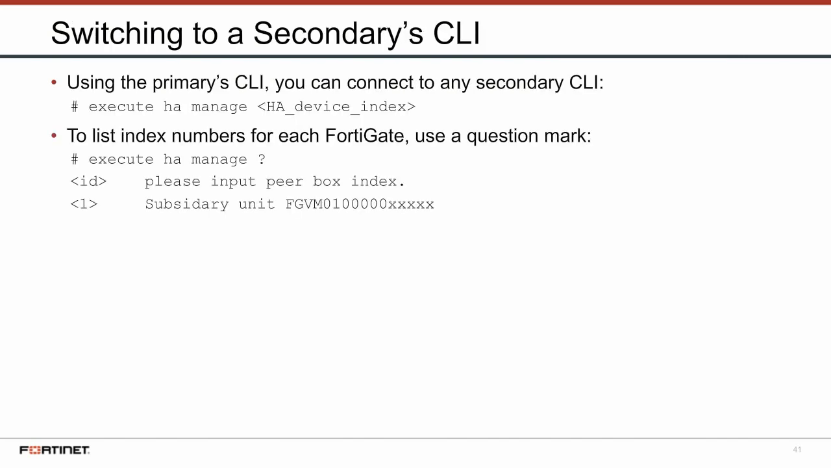When troubleshooting a problem in an HA cluster, it is useful to know that you can connect to the CLI of any secondary FortiGate from the CLI of the primary FortiGate. You have to use the command execute HA manage with the secondary HA index for that purpose. To get the list of secondary FortiGates with their HA indexes, you can add a question mark to the end of the execute HA manage command. Execute HA manage question mark.